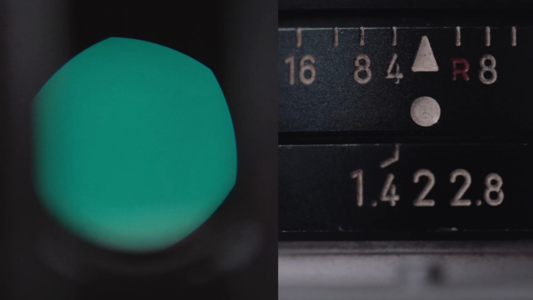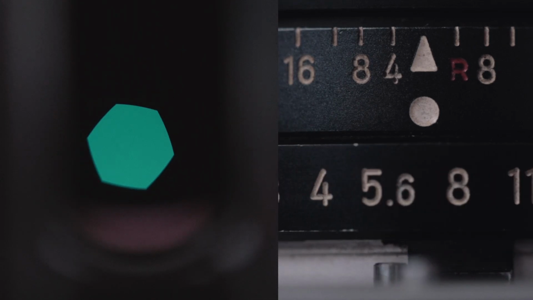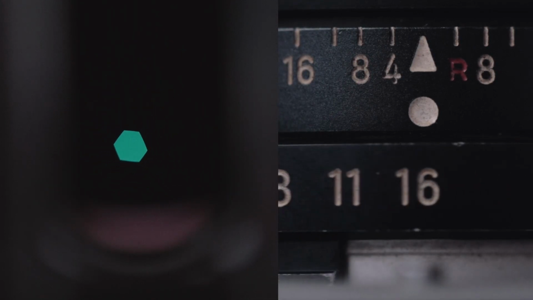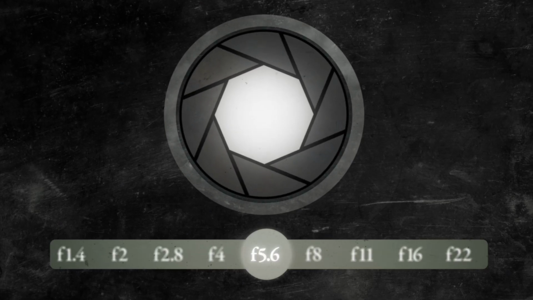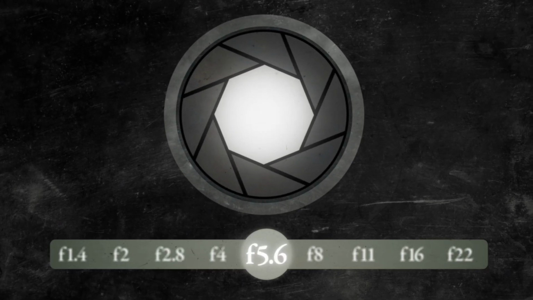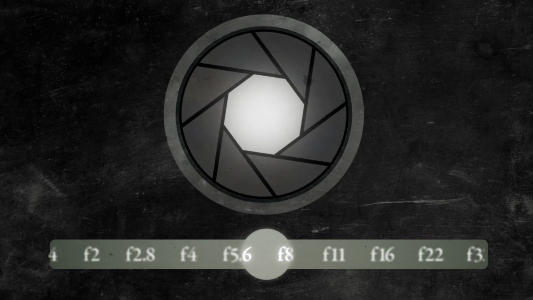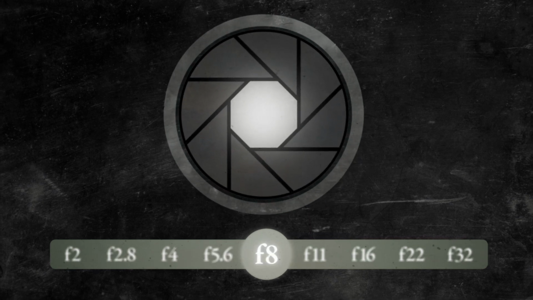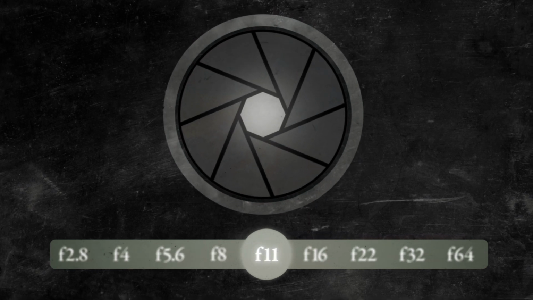When the aperture is set to f1.4, the opening on the lens is large. When it's set to f16, the opening is small. For each full stop that you open the aperture, going from a larger f number to a smaller one, the amount of light that enters the camera is doubled. For each full stop that you close the aperture, going from a smaller f number to a larger one, the amount of light is halved.